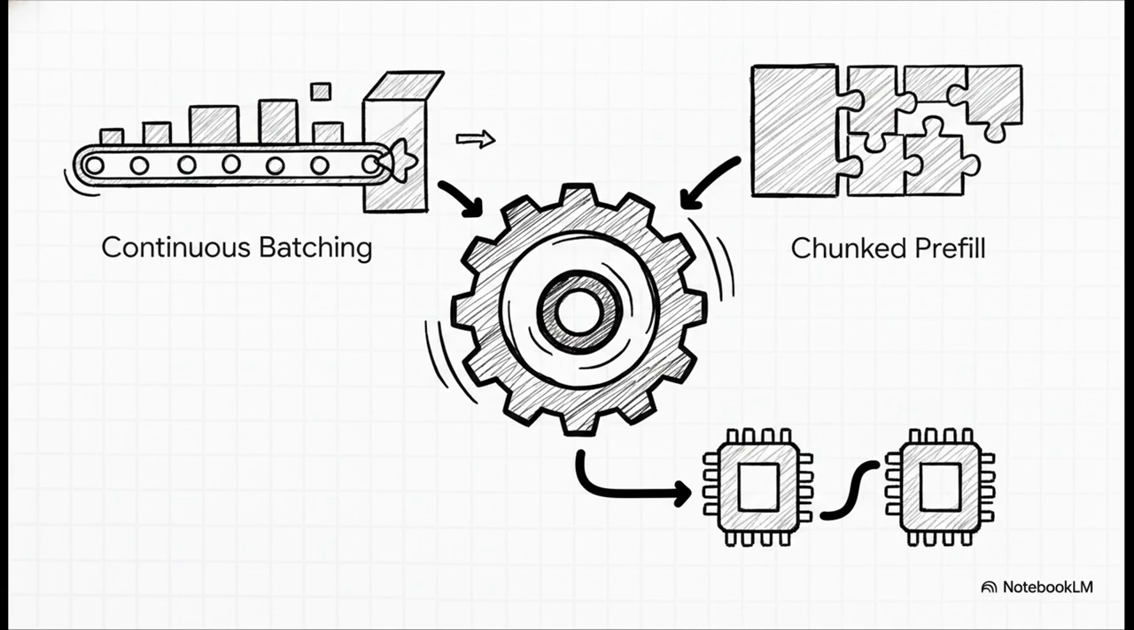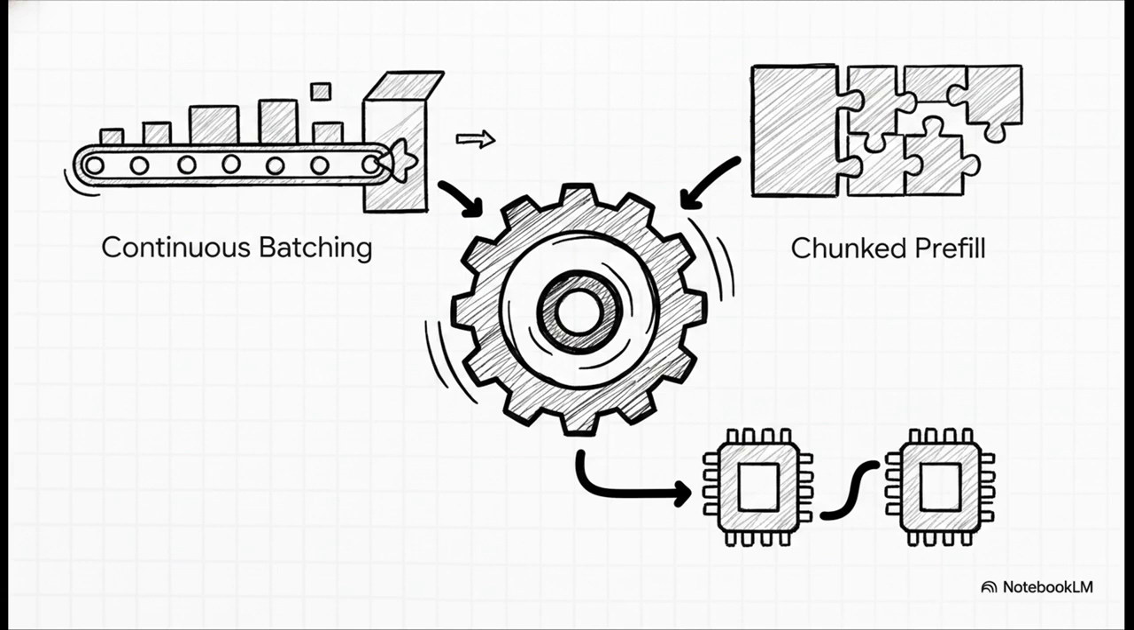Instead of waiting for the absolute longest sequence in a batch to finish before letting new requests in, vLLM's scheduler evaluates the queue at every single step. The millisecond a short sequence finishes, its memory is freed, and a new request is instantly injected. Next, they added chunked prefill to stop severe latency spikes. Massive prompts used to lock up the GPU for up to 400 milliseconds, blocking everything else.